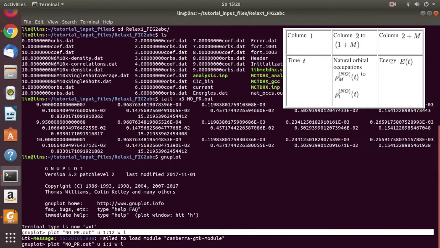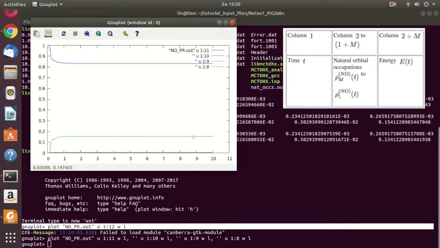For example, we are plotting the occupation of the first, second, third, and fourth orbitals. We can see that the occupations also change very rapidly at the beginning and then converge starting from time unit equals 2. And we can see that in this case, only the first 2 orbitals are macroscopically occupied. And then from the third orbital on, it is more or less irrelevant.